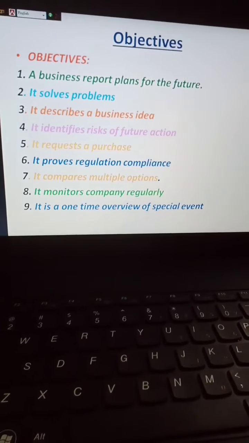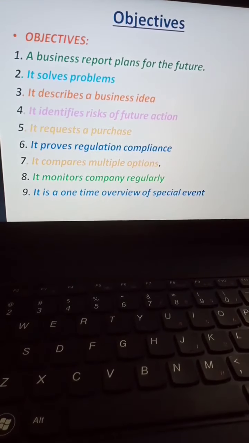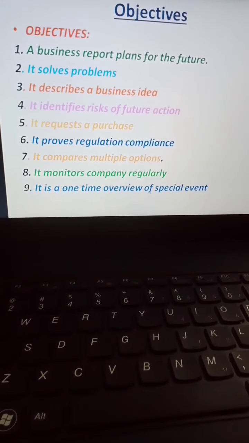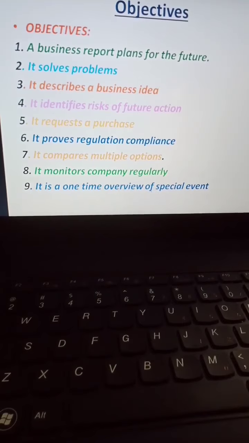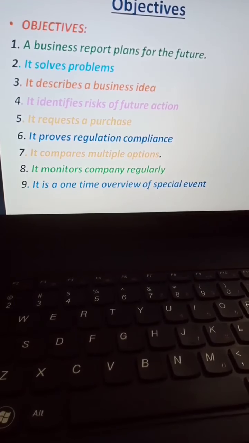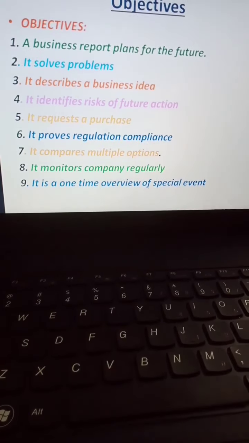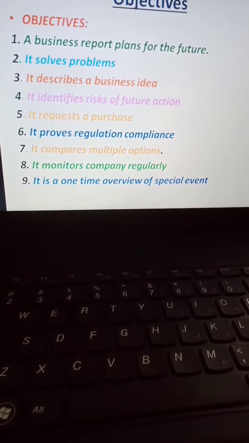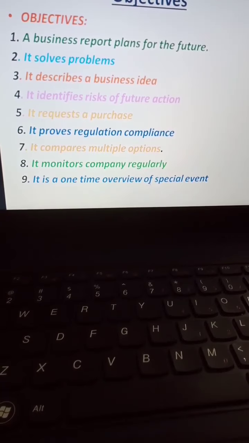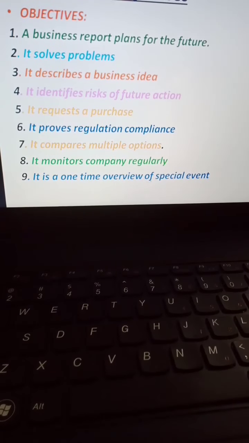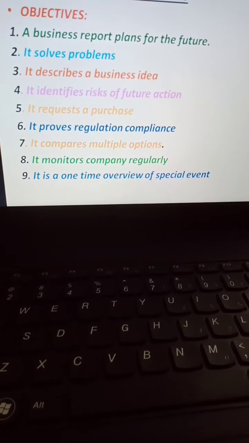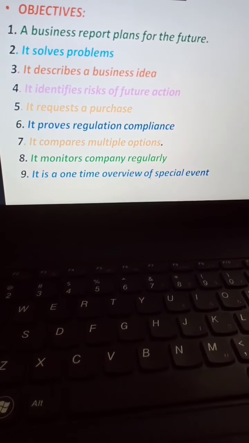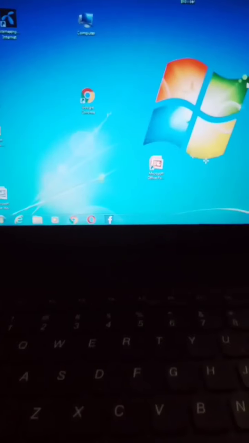Okay, so look at the objectives of a business report. Number 1, a business report plans for the future. It solves problems. It describes a business idea. It identifies risks of future action. It requests a purchase. It proves regulation compliance. It compares multiple options. It monitors the company regularly because it is related to a business company. And it is a one-time overview of a special event.